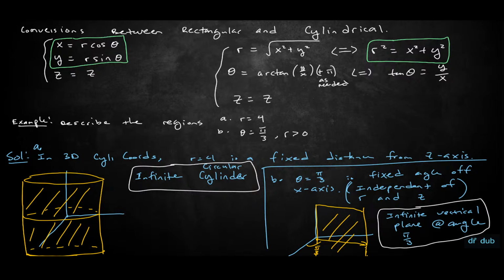So conceptually, that's what these represent. So hopefully we got a little bit better feel for cylindrical coordinates and what they do for us and how we work with them and things like that. So any questions before we get to the integration part?